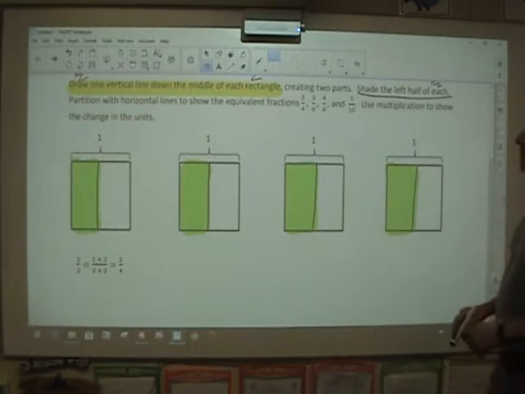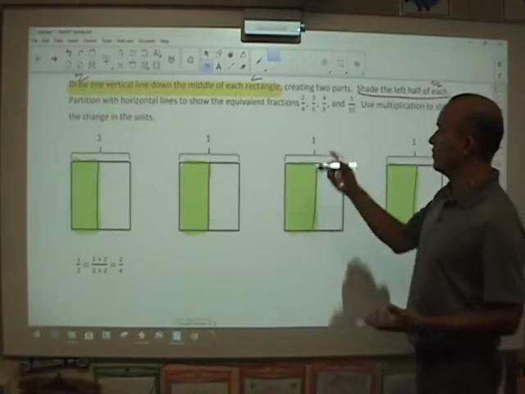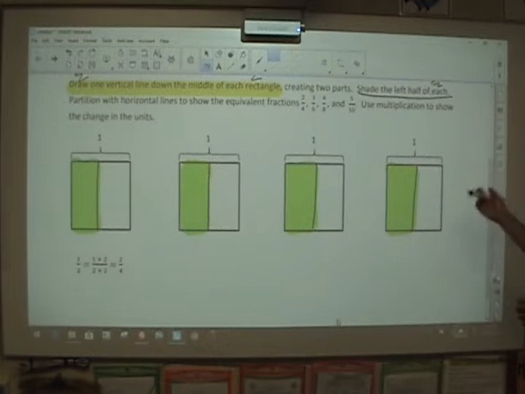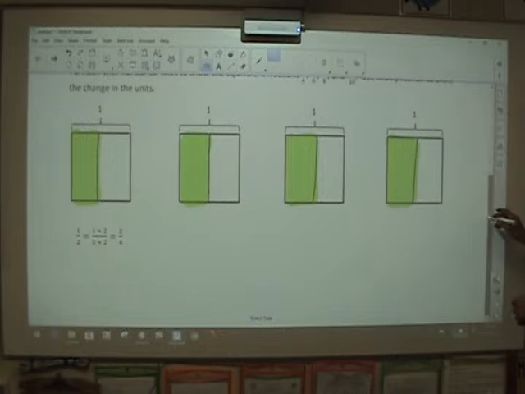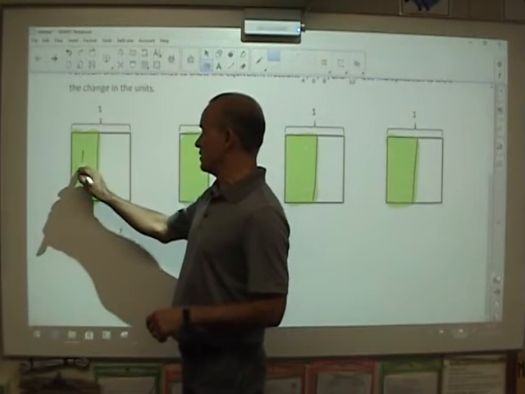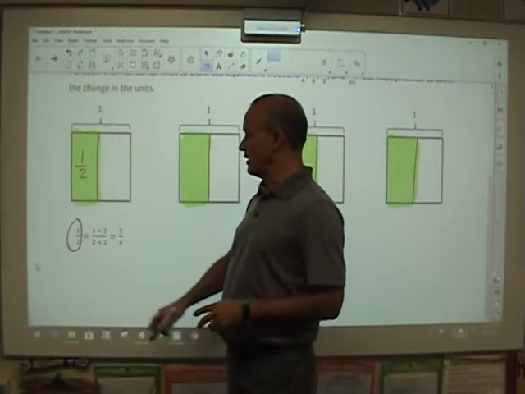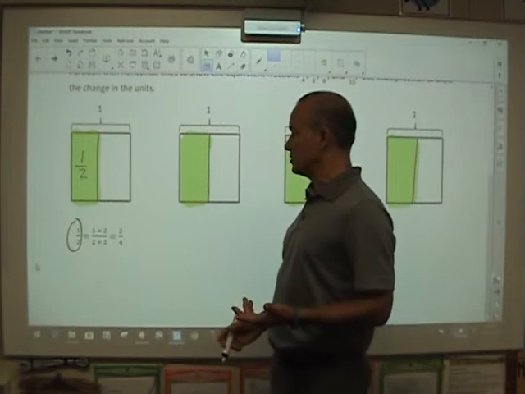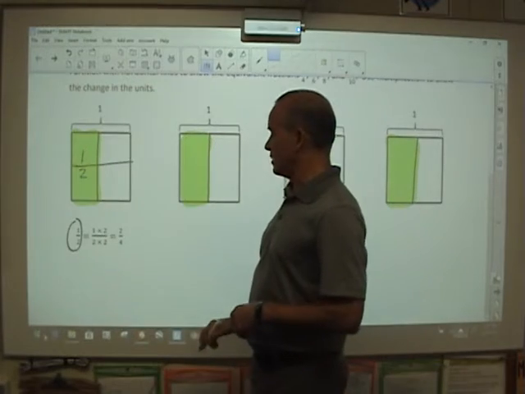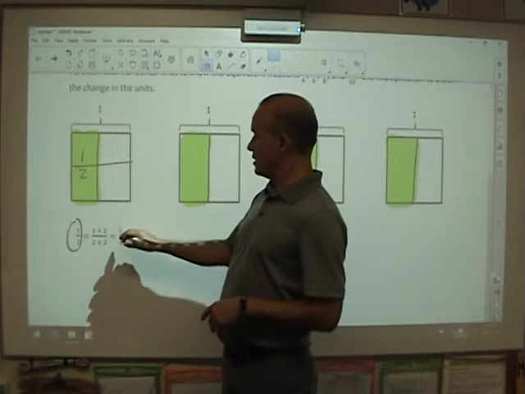Then it says partition with horizontal lines to show the equivalent fractions 2/4, 3/6, 4/8 and 5/10. Use multiplication to show the change in units. In this case, this one is done for us. This is 1 half, which is represented right here. And we multiply by 2 because it was cut into 2 parts. So that will be, let's do that right now. There are 2 parts right there. So 1, 2. And now we can say that the answer has to be 2/4.